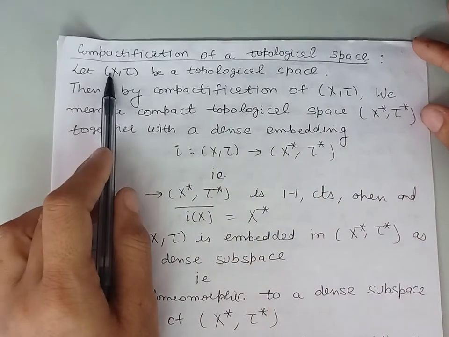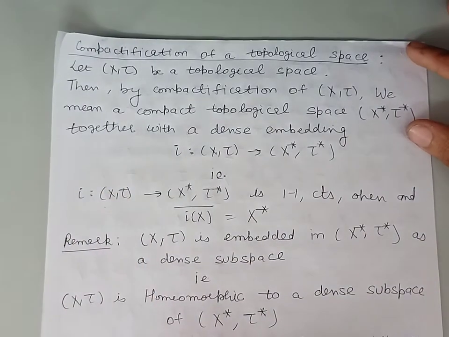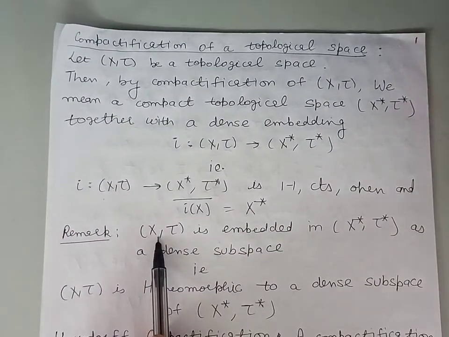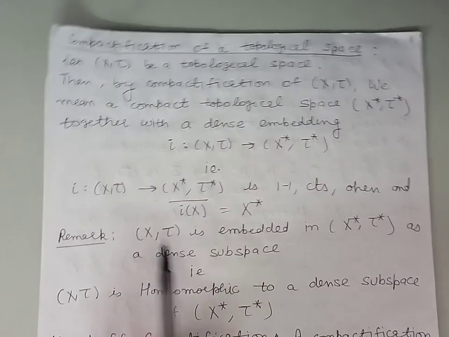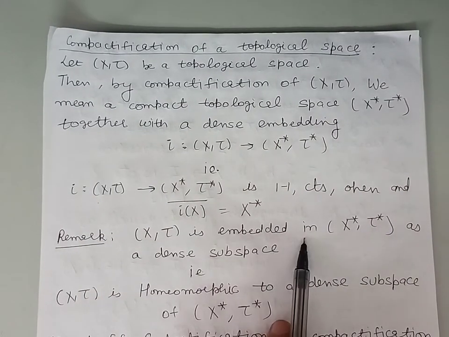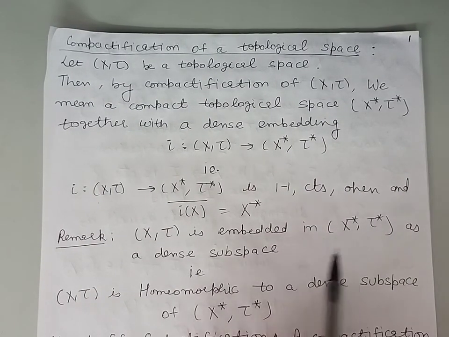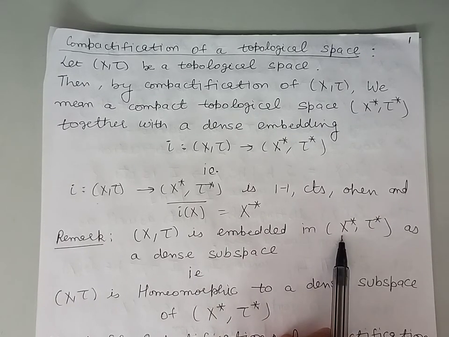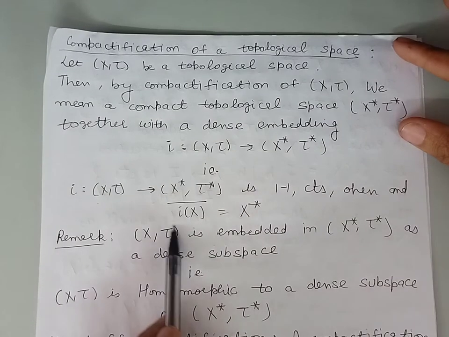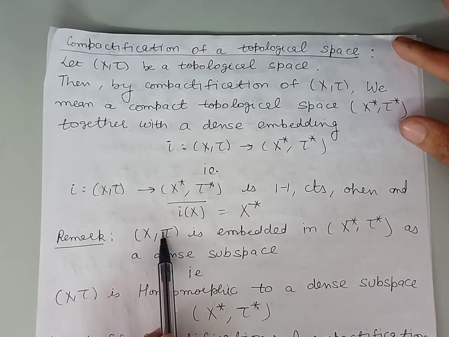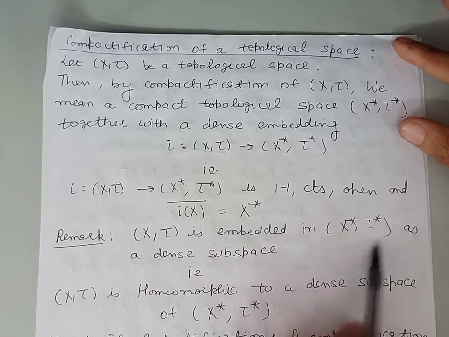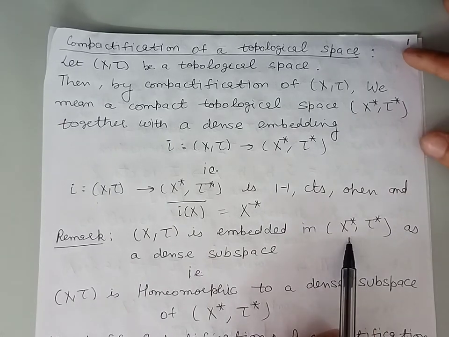topological space X tau, or we can say that the topological space X tau is embedded in the topological space X star as a dense subspace. It means this topological space is homeomorphic to a dense subspace of this topological space.